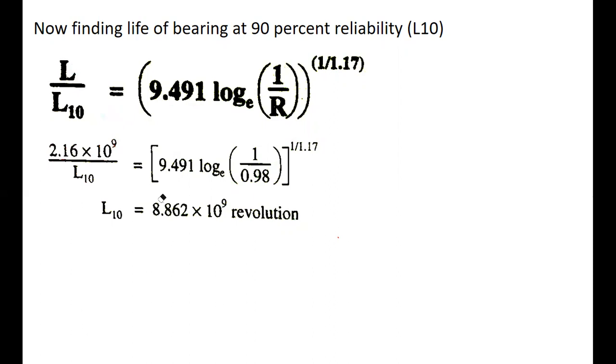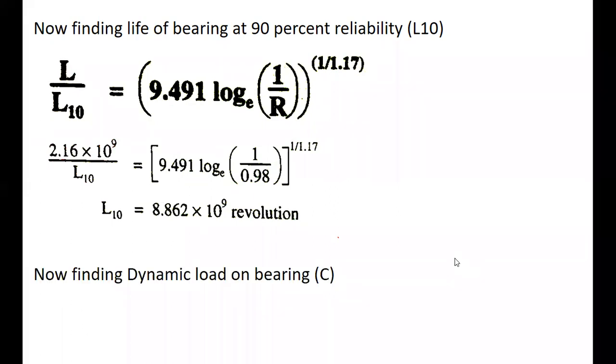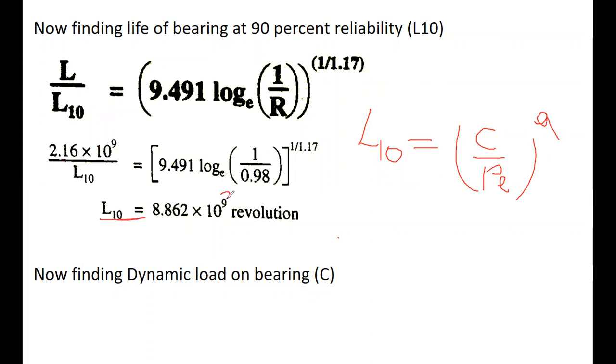This was our answer, right? Now we want to find out the dynamic load. How? With our load life relationship. What is our load life relationship? L10 is (C upon PE) raised to A. We found out L10 as 8.862 into 10 raised to 3 million revolutions.